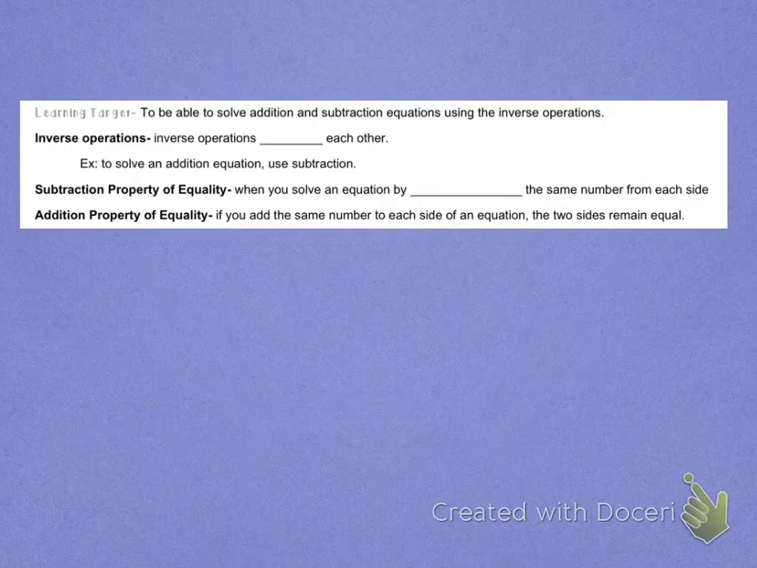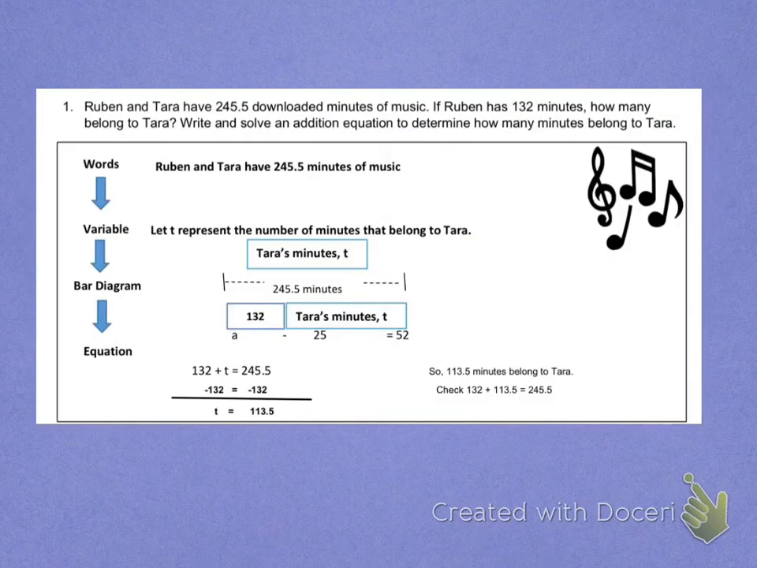inverse operations are opposite each other. So, for example, to solve an addition equation, use subtraction. To solve a subtraction equation, you would use addition. The subtraction property of equality is when you solve an equation by subtracting the same number from each side. You're going to subtract. And then for the addition property of equality, if you add the same number to each side of the equation, the two sides remain equal.